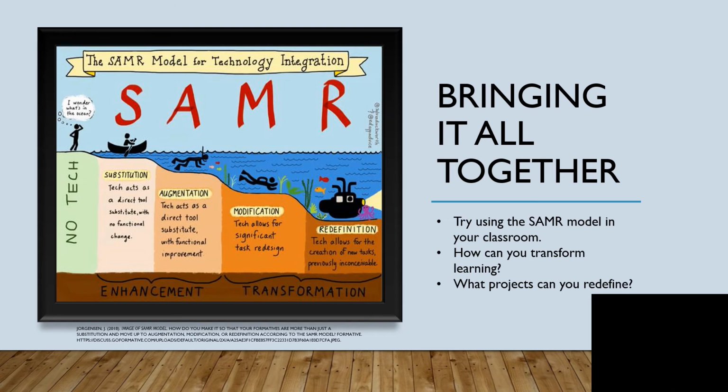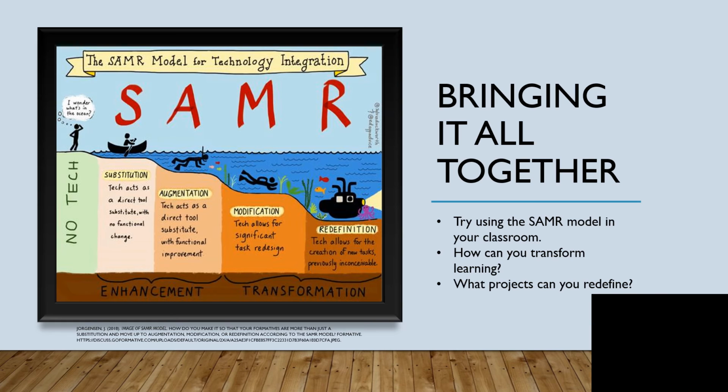Now I get into the transformation levels. Modification and redefinition. Modification is where a tool allows for significant task redesign. So there we go from having a handwritten paper to being a typed paper in a word processor, to using text-to-speech to increase functionality, and then we're going to upload that paper into a blog, and from there we're going to receive feedback from others which will improve our writing techniques.